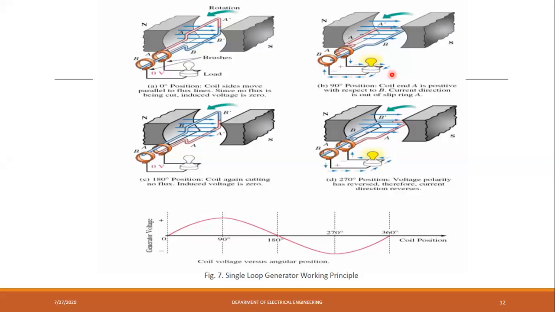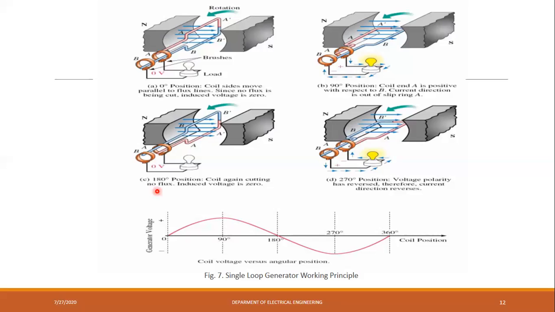So similarly, at a 90-degree position, the coil A will become positive with respect to B, and the current direction is out of the slip rings, you can see. While current is flowing through the closed circuit, this lamp will glow. At that moment, as all the magnetic lines of force will be cut by the rectangular coil, there is a maximum generation of EMF, and in the waveform you can see at 90-degree there is a maximum EMF generation.